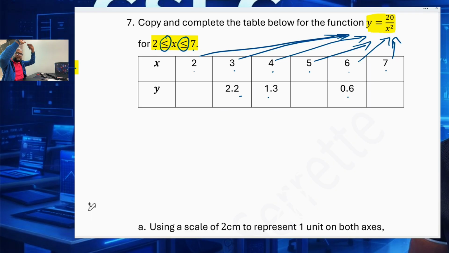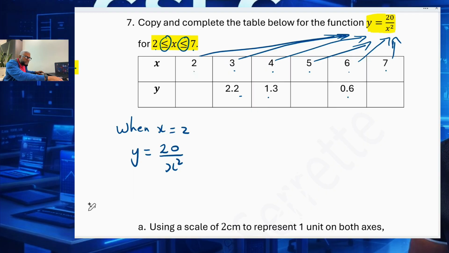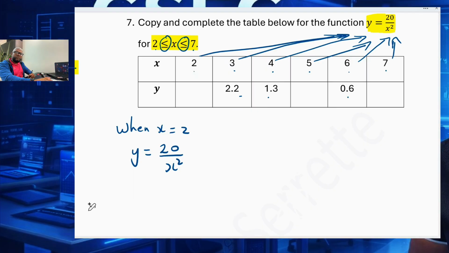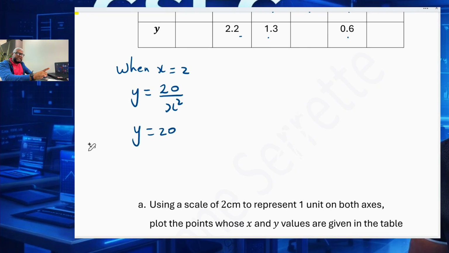We're looking at the first column. What is the value of x for the first column? 2, right? What is the equation or the function that they give us above there? Y is equal to 20 over x squared, and x is equal to 2. So what we're doing with the x is replacing it with 2. Instead of x squared, it will be 2 squared. So 20 divided by 4 would give me 5.